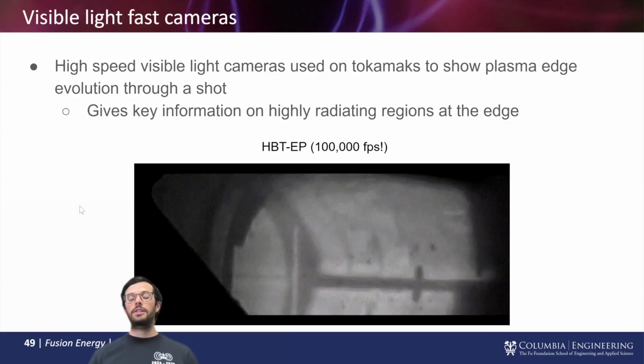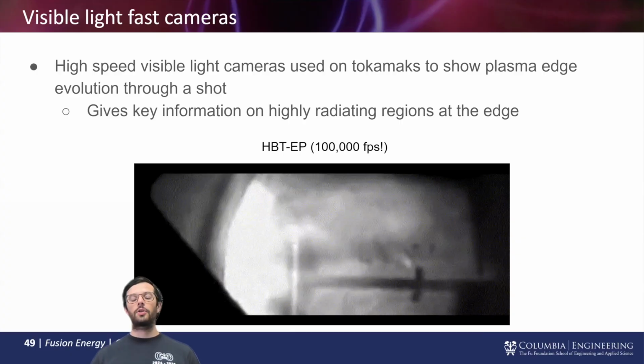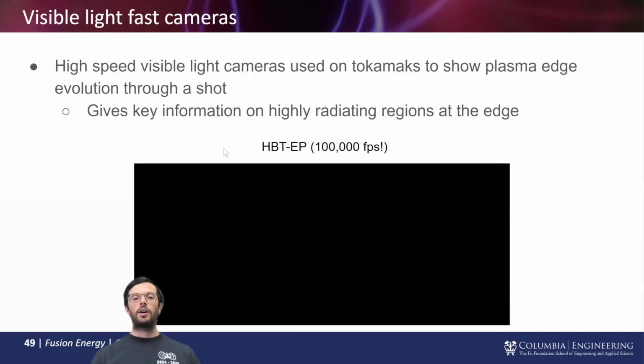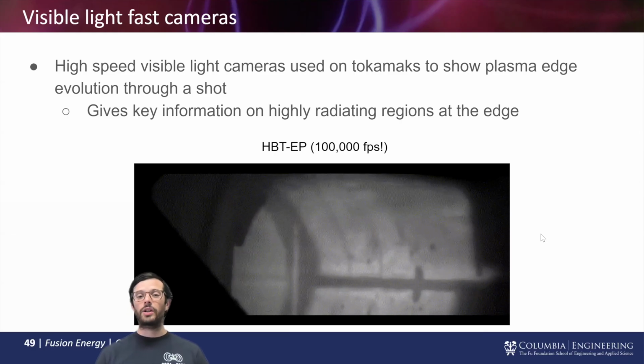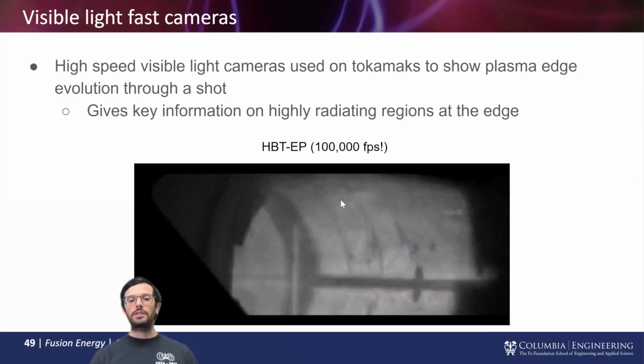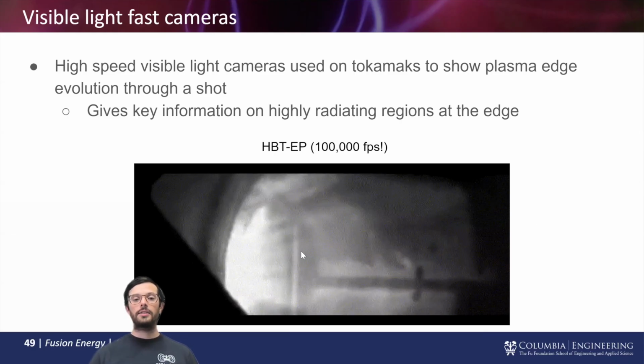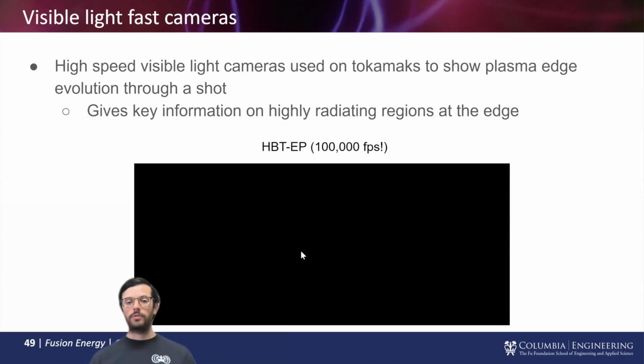Another thing we can do, this is just another example. This is HBT-EP, the tokamak we have here at Columbia. And this is a 100,000 frame per second video of a shot. These shots are about 10 milliseconds, so much quicker. And you can actually see some filament structure. You can see it rotating. So you can learn a lot from this kind of imagery.